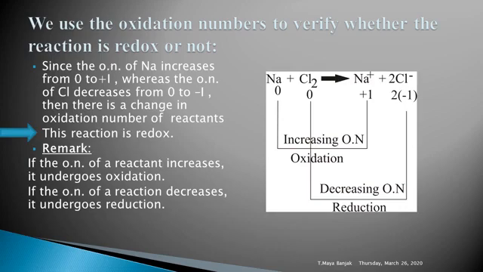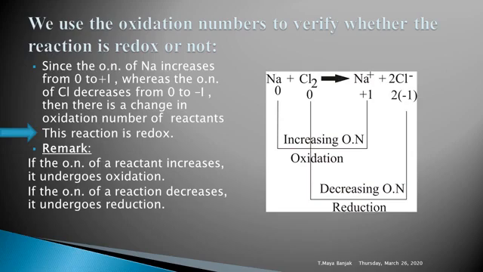Check the change in the oxidation number of Na. The oxidation number of Na increased from 0 to plus 1. There is an increase in the oxidation number, so we say that the element is undergoing oxidation. While regarding Cl, its oxidation number has decreased from 0 to minus 1, therefore it undergoes reduction. So, since the oxidation number of Na, of sodium, increases from 0 to plus 1, whereas the oxidation number of Cl decreases from 0 to minus 1, then there is a change in the oxidation number of reactants. We say that this reaction is redox.